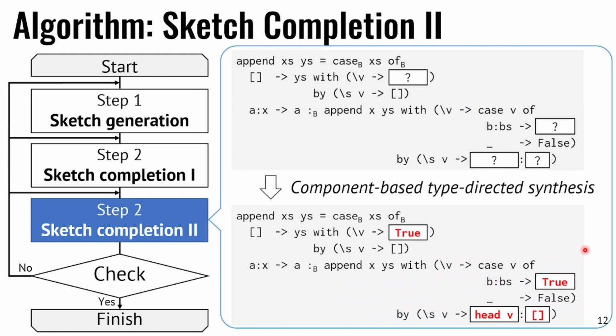Sketch completion step 2 is filling the holes. This can be done by component-based type-directed synthesis. The components that can be used here are auxiliary functions and constructors defined by users, and the case construct.